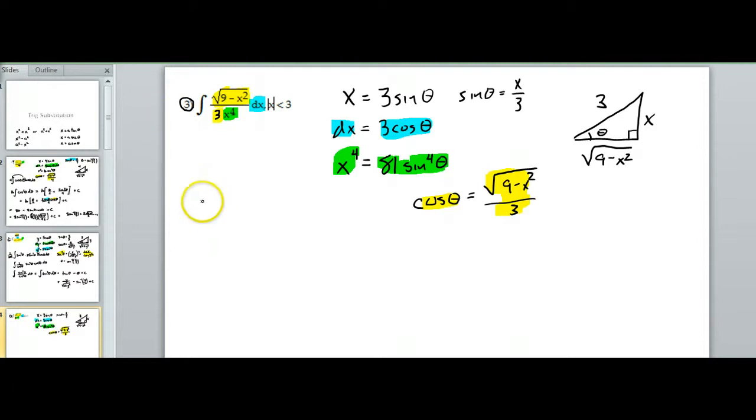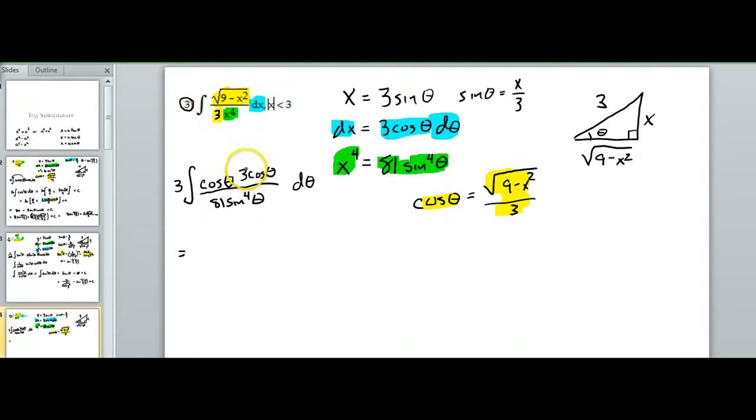Alright, so I make my substitution. I had the 3 out here in front of the integration symbol. The yellow is just the cosine, so I'm going to say that's the cosine theta. The green, x to the fourth, that's on the bottom. Okay, so make sure that you are putting it in the right place. That's 81 sine to the fourth theta on the bottom. And then the dx, forgot the d theta. Alright, the dx is 3 cosine theta d theta. Alright, so there's what I get when I do my substitution.